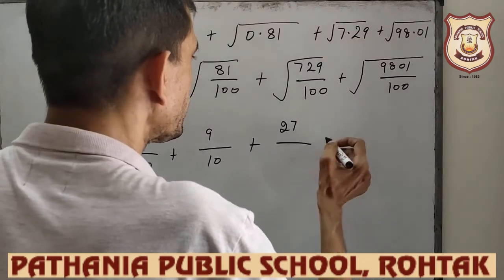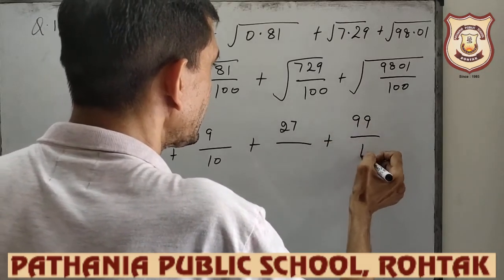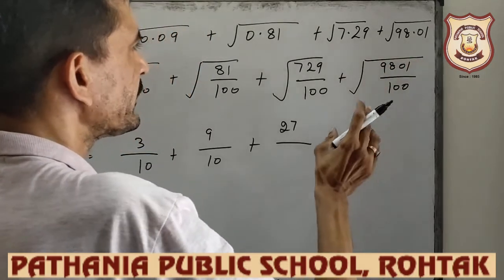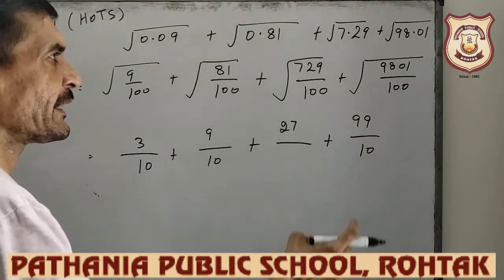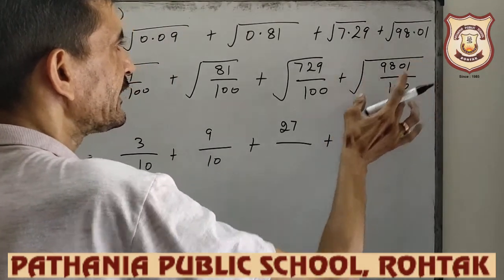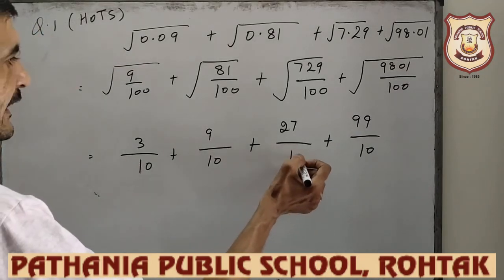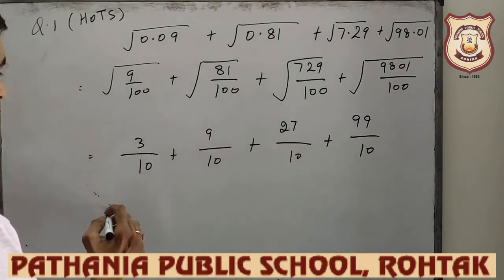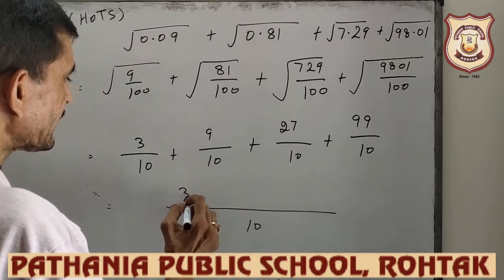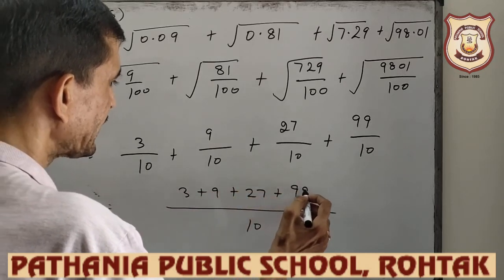And what is the square root of 9801? 99 upon 10. You can calculate it by using any of the methods, by prime factorization or by long division, or you should remember that 99 square is 9801. You can write it directly. Now the LCM is 10 because all the denominators are 10. So what is this? 3 plus 9 plus 27 plus 99.